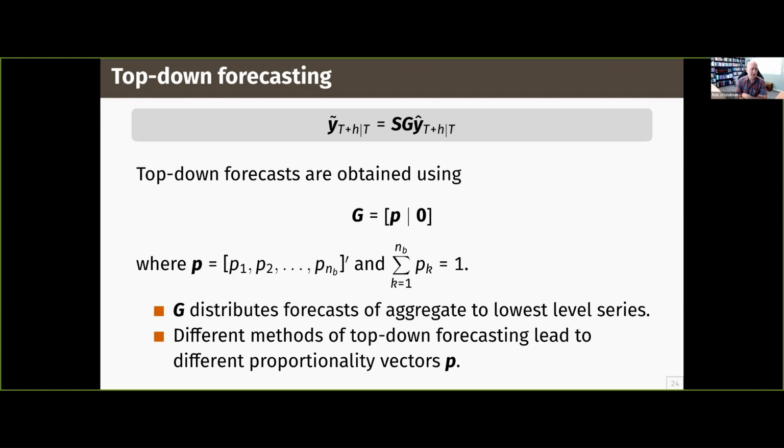And then when you put the G matrix into the same equation, you'll end up with it disaggregating down and aggregating up. Thank you. Not a problem.